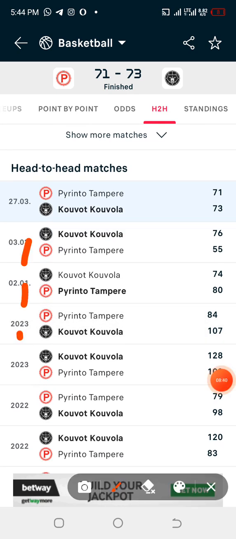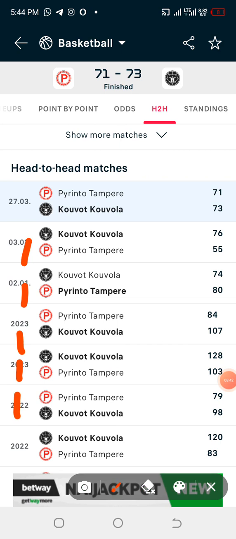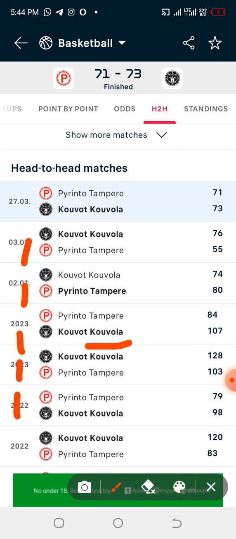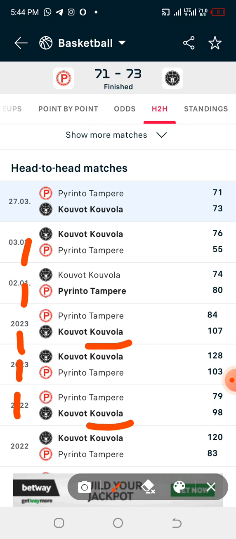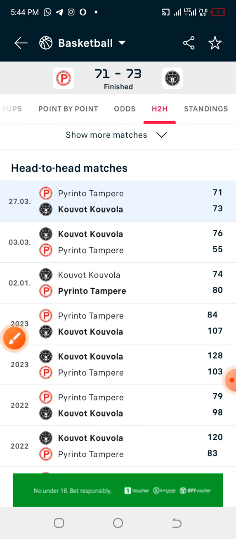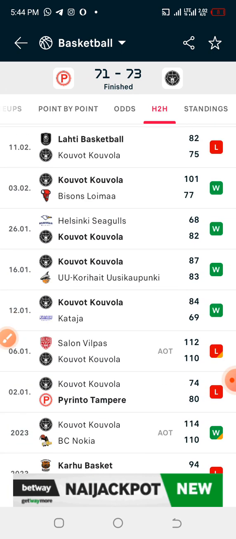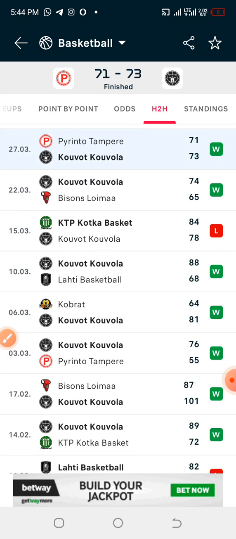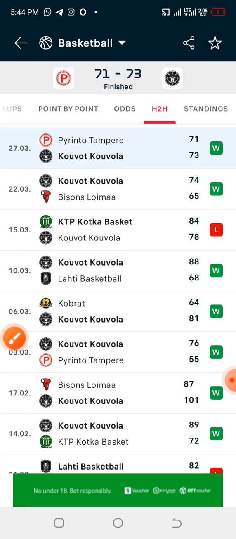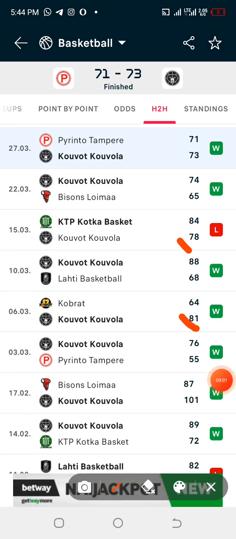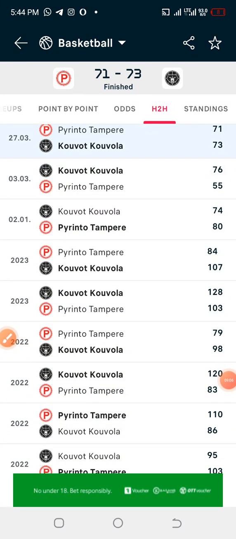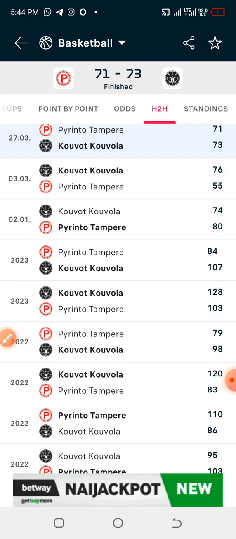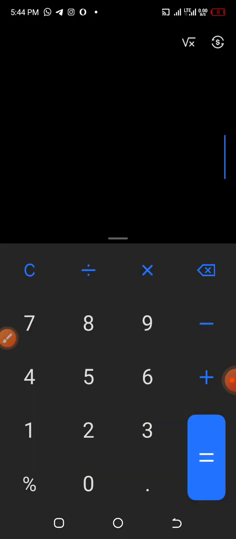1, 2, 3, 4, 5. So we have 5 games here. So let us check the ones they played while away. 1 and 2. So among these two, we are going to pick the smallest. We have 107 and 98. So we are picking 98 as the smallest. And don't forget, when we checked the other one, the smallest figure that we picked among 81 and 78 was 78, and 78 is our smallest point. 78 plus 98. Now let's make use of our calculator.